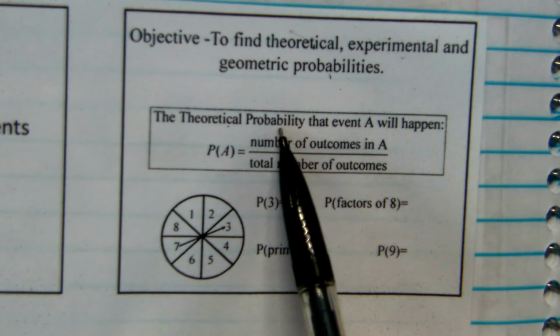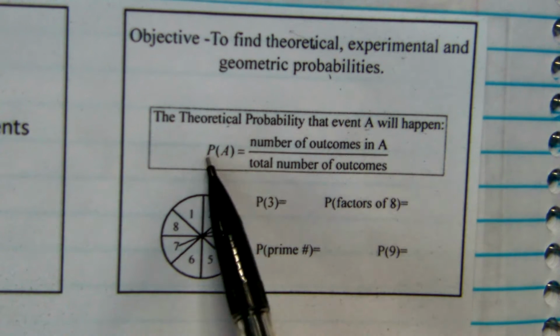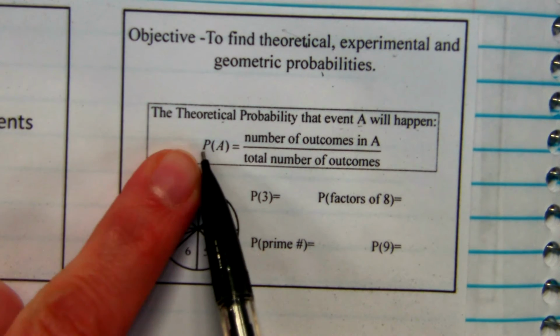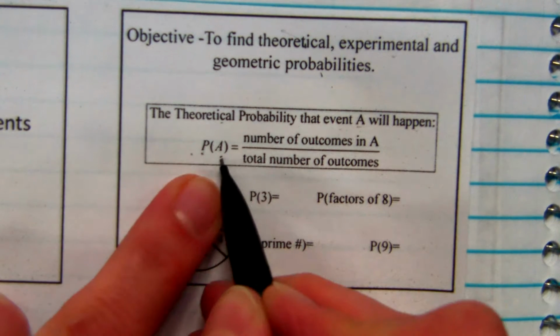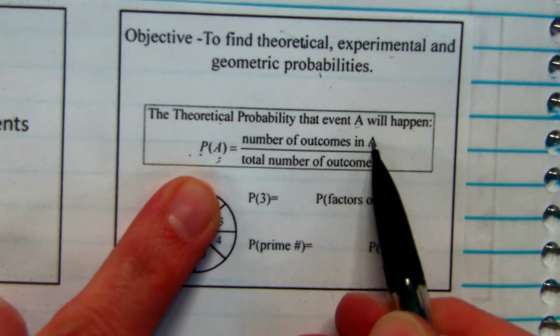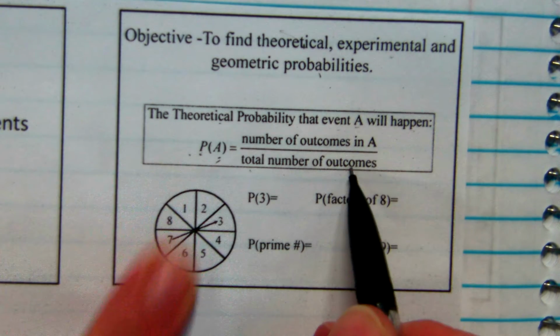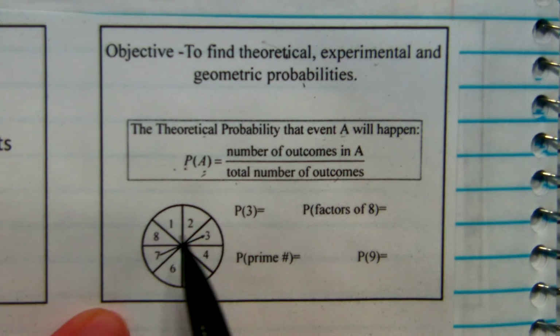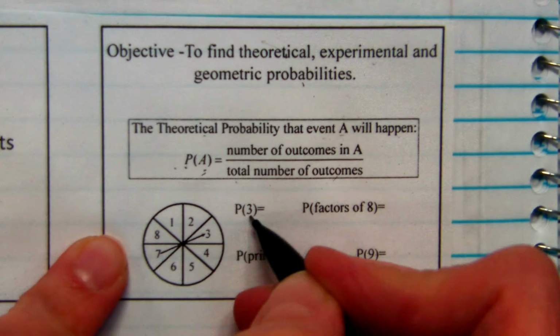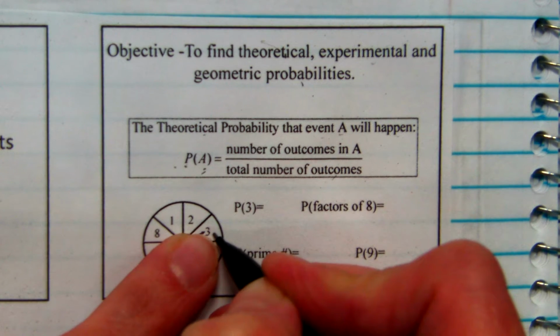The theoretical probability that event A will happen. Here the P stands for probability, and then the A in parentheses means that A will happen. So this says the probability that A will happen is the number of outcomes in A over the total number of outcomes. This always makes more sense with an example. So here's a spinner. It's numbered 1 through 8. So the probability of getting a 3 is 1 out of 8.